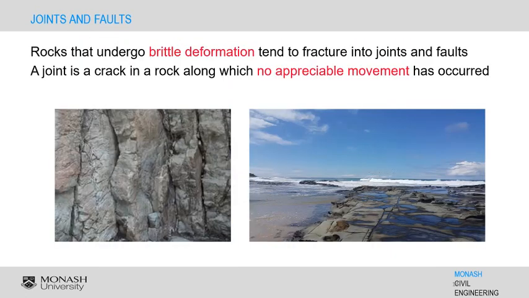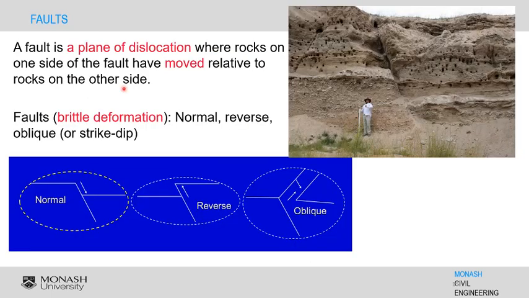Rocks that undergo brittle deformation tend to fracture into joints and faults. A joint is a crack in a rock along which no appreciable movement has occurred. Fault is a plane of dislocation where rocks on one side of the fault have moved relative to rocks on the other side. Faults can form in response to any one of three types of forces: compression, tension, and shear.